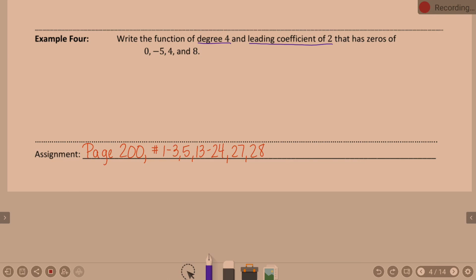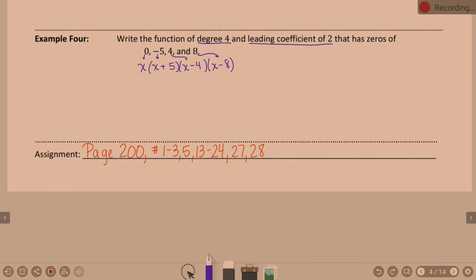So a zero of 0. How do we express that? x. That's going to be x. Make it 2x and put the leading coefficient on. Okay, hold on, I'll get there. A zero of negative 5. How do I express that? x plus 5. It's x plus 5. A zero of 4 is x minus 4. And a zero of 8 is, that's a lot, x minus 8.